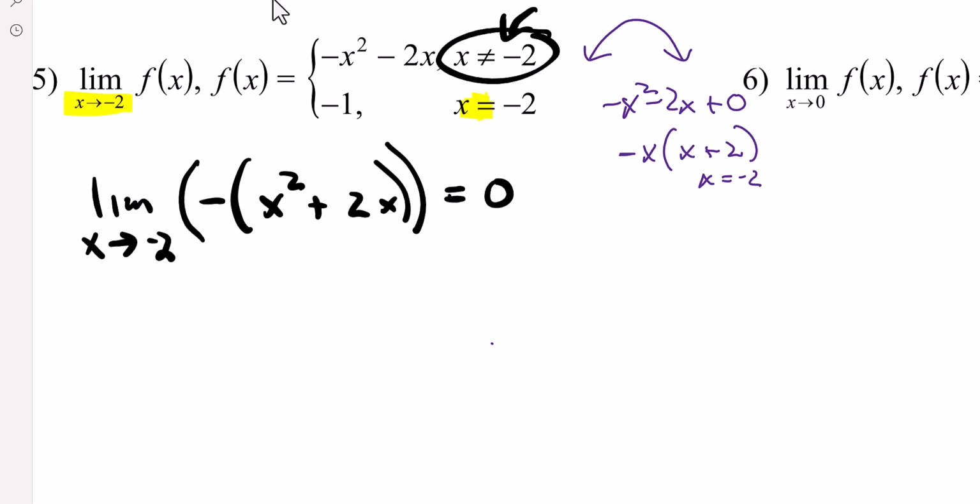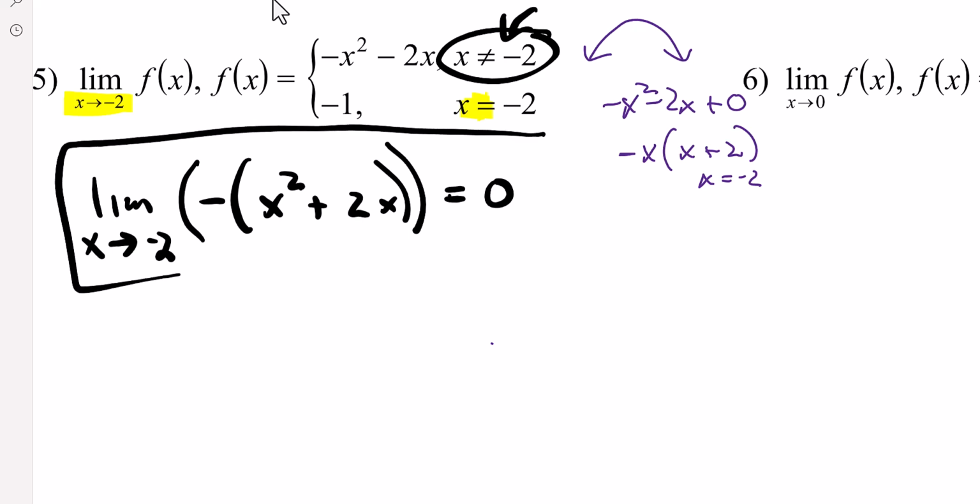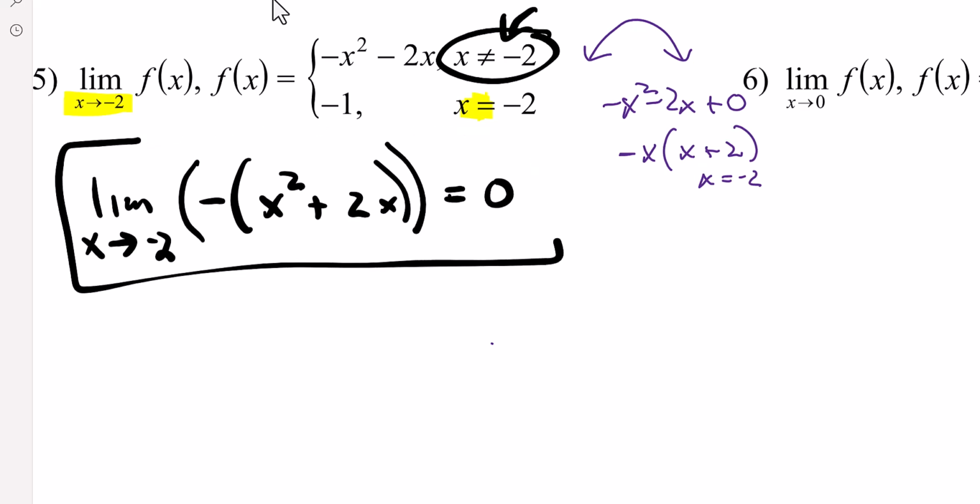Just so that when you're plugging into x's, -2 squared is 4. 2 times -2 is -4. That's 0. The opposite of 0 is 0. It's just good to be in the habit of factoring out those negative signs. So this is only work that you would have to show me on this one, but I recommend using Desmos to confirm that that's what it's talking about.